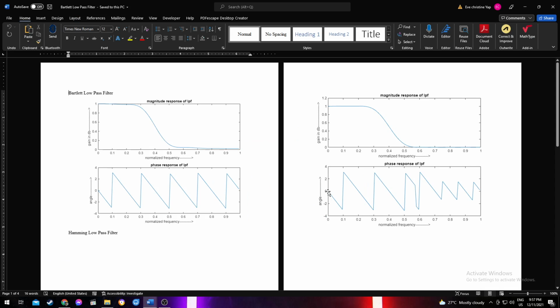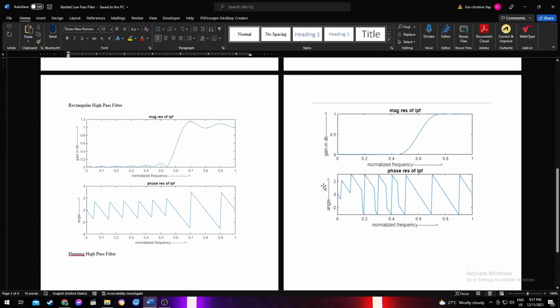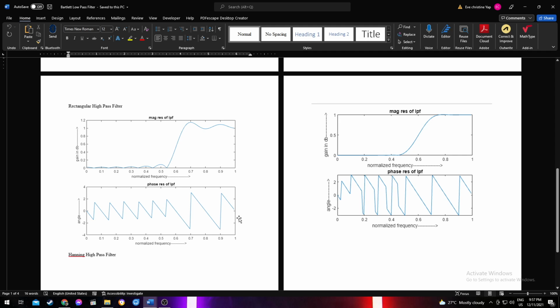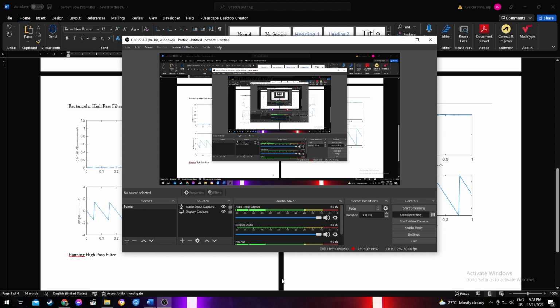So a side-by-side comparison of the two. On the left, you can see the rectangular high-pass filter, and on the right is the Hamming high-pass filter. Here we can notice that the magnitude response of the rectangular has a more erratic behavior compared to the Hamming high-pass filter, which has a smoother curve. But we can see that the phase response of the Hamming has a more erratic behavior compared to the rectangular high-pass filter. Thank you.